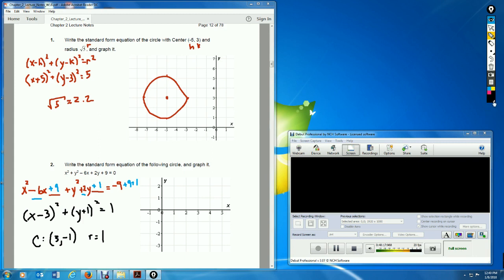So we can come over here and graph it. The point 3, -1 is the center. The radius is 1, so that's here, here, here, and here. All right.